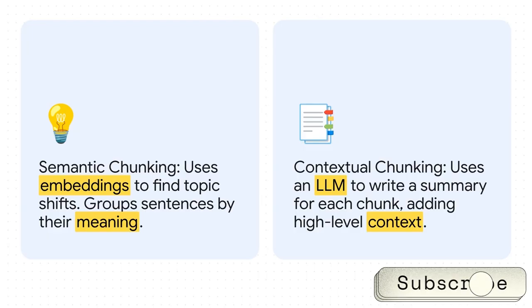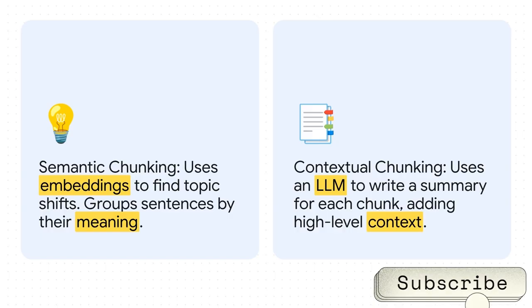Now we get to the real cutting edge. One method is called semantic chunking, and this is fascinating. It uses embeddings, which are just numerical representations of meaning, to group sentences that are talking about the same thing. It literally finds the exact points where the topic shifts.